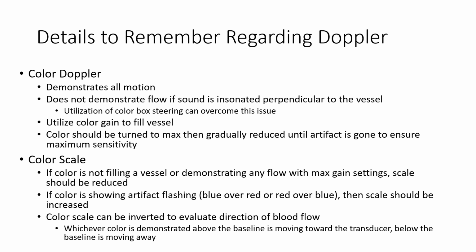One other thing that we use color scale for is we can differentiate directional flow with it. So when you have your color on, up in the right hand or left hand corner of your screen, you'll often see a color bar, where there will be a baseline with usually red on top and blue on the bottom. And when they're set up like that, it's going to indicate that the color red is representing blood flow to or toward the transducer, whereas blue would be representing blood flow away. If you were to do something called invert or flip that color box, then anything that had the hue that was blue would be towards the transducer, and anything red was away.